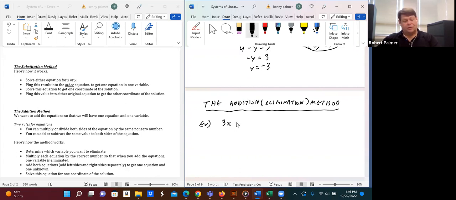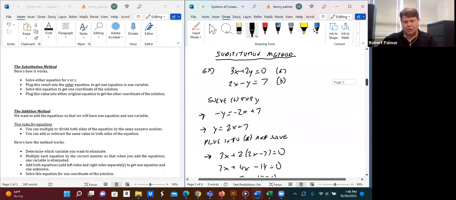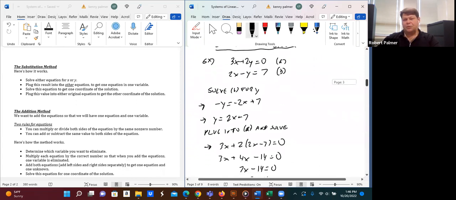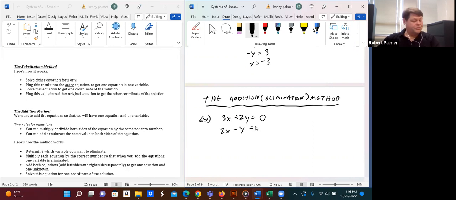3x plus, or minus 2y, I suppose. No, 3x plus 2y, my mistake. So 3x plus 2y is equal to 0. And then 2x minus y is equal to 7. Okay, I'm going to label these A and B.